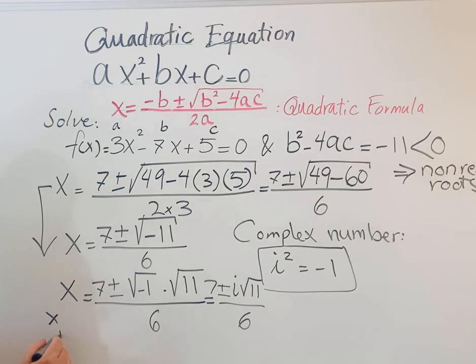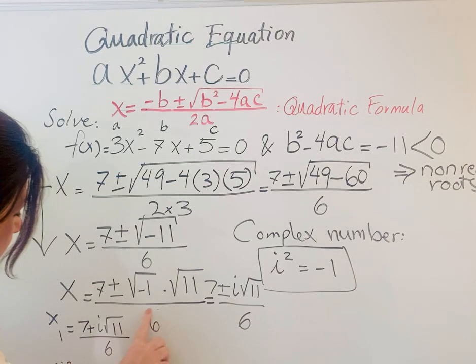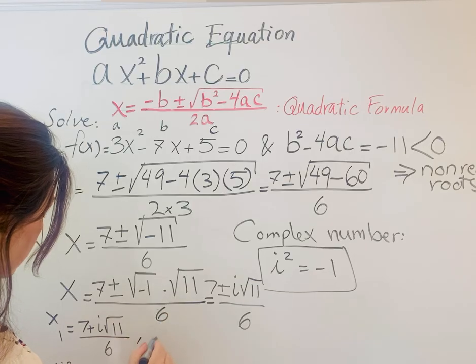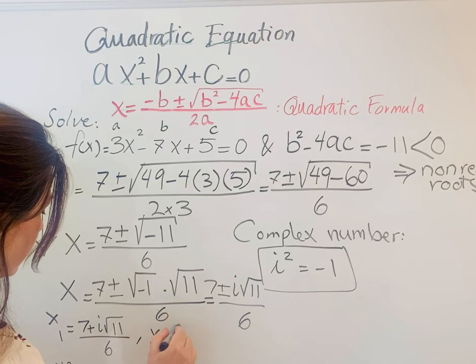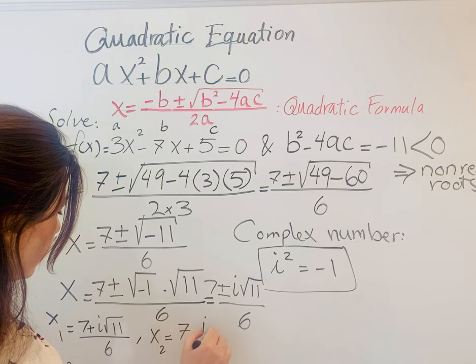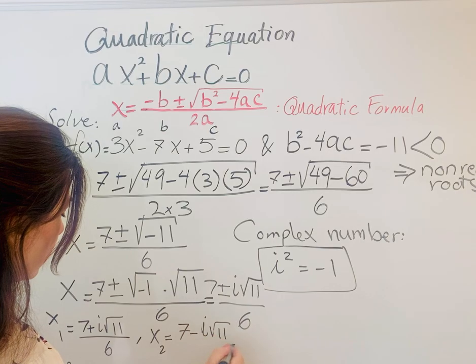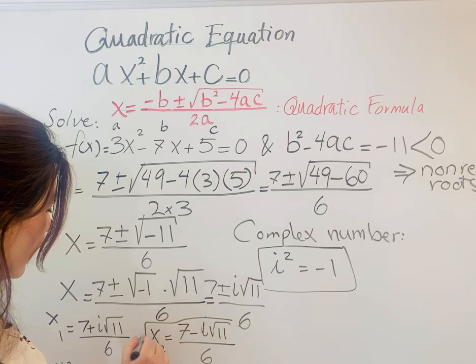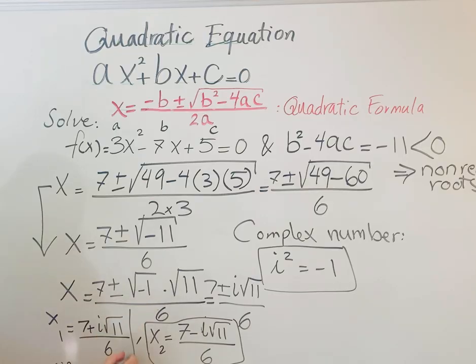Complex root 1 gets 7 plus i radical 11 over 6. x2, x sub 2, another root, 7 minus i radical 11 over 6. We have two complex numbers.